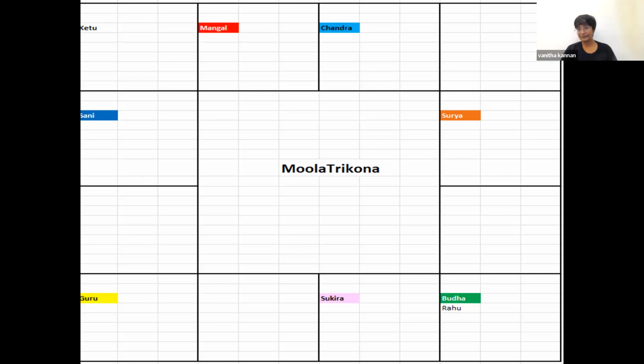Okay, out of the two. But for the Moon, I'm not understanding because... Okay, the Chandra is the, okay, why? That is also a very good reason. Okay, the Chandra belongs to the mind.